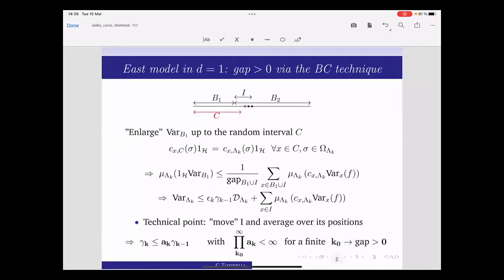Okay, so iterating this inequality, one obtains that the supremum over all K of gamma K is finite, which corresponds to the fact that the spectral gap in infinite volume is larger than 0.